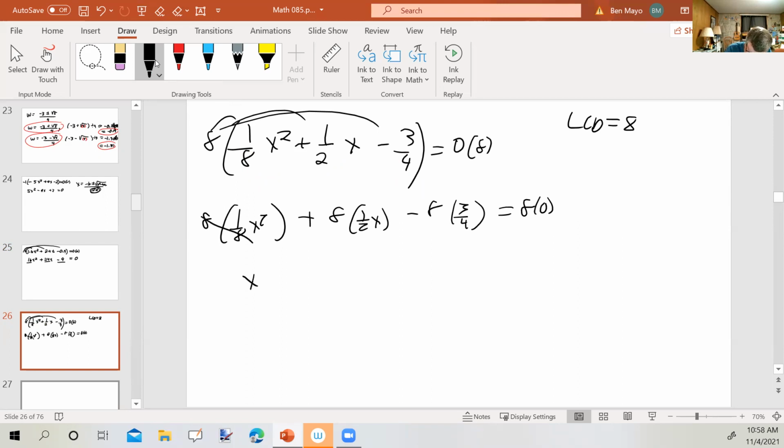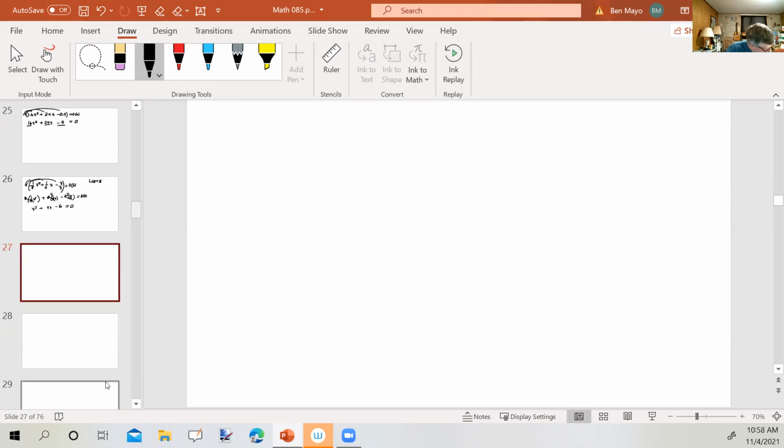Reducing across, we get x squared plus 4x minus 6 equals 0. Now a is 1, b is 4, and c is -6. And we can plug those into the quadratic formula. So again, we can get rid of fractions.